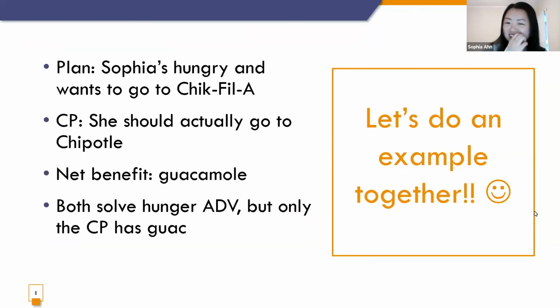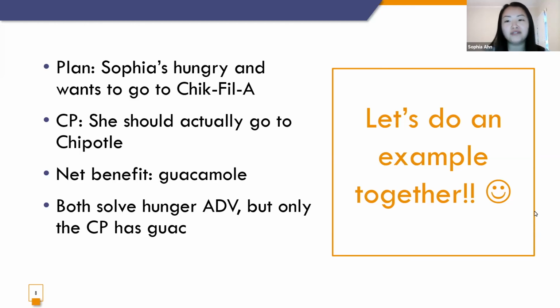So let's do an example together. I think that a food example is fun and it's simple and easy to follow along. So the plan is Sophia, which is me. I'm hungry and I want to go to Chick-fil-A. So let's say you came up with a counterplan, you would say, Sophia's hungry, but instead of going to Chick-fil-A, she should actually go to Chipotle. And in this case, our net benefit would be the guacamole.